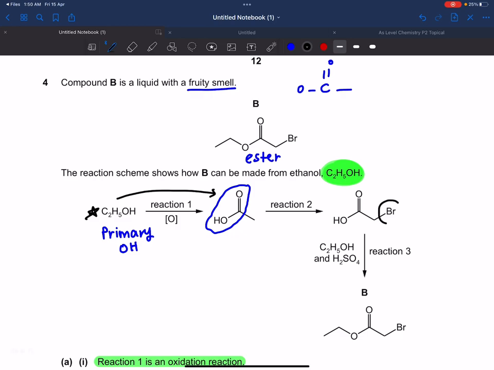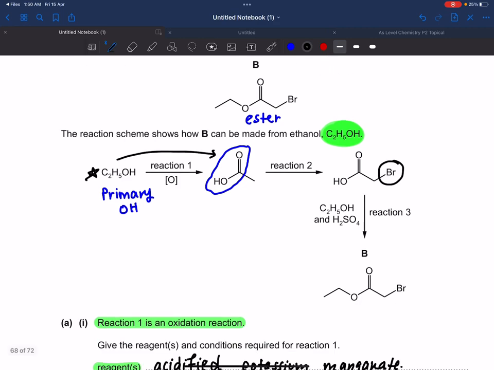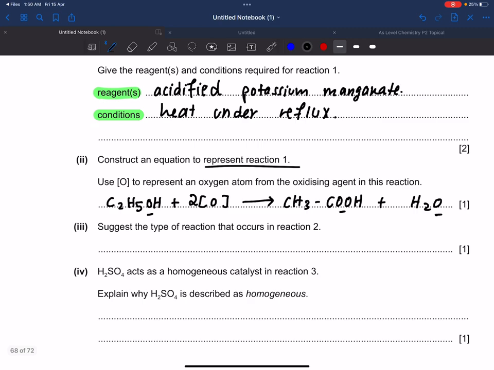This is reaction 2. Reaction 2 is bromine being added here. So it's a substitution reaction. Some hydrogen on this carbon atom might be getting substituted by bromine. So just write substitution. You don't need to write anything else, not the specific type of substitution. It is just substitution. We don't know.